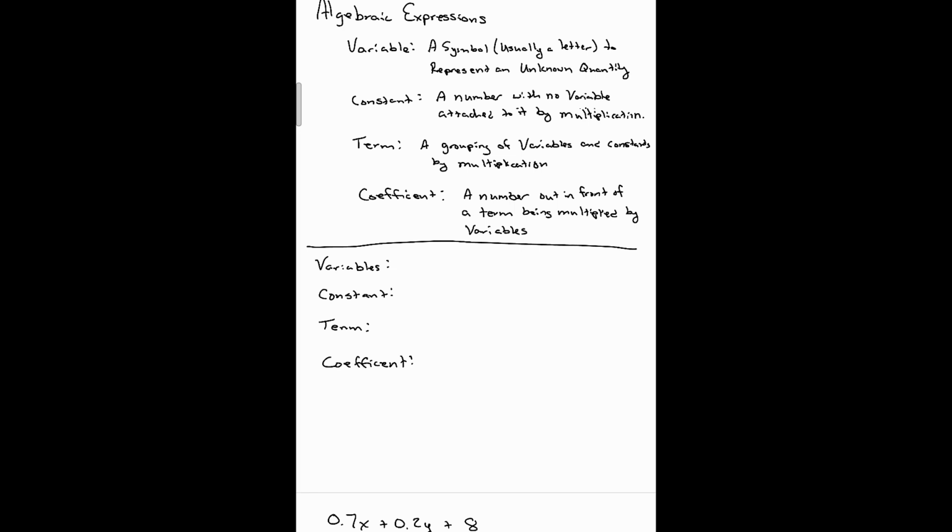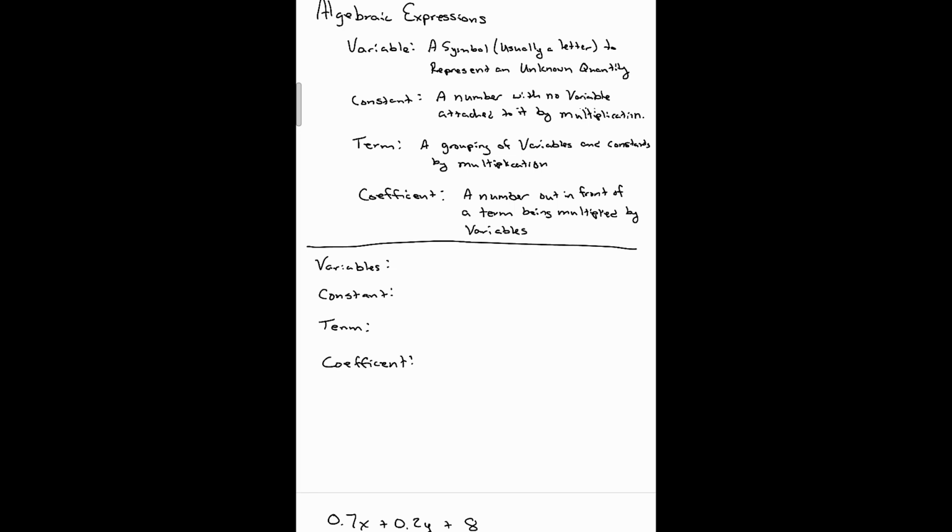A constant is a number that does not have a variable attached to it by multiplication. So a constant is just a normal number, like 3, 5, 8, something like that. Basically, a constant is a number that does not change depending on what a variable is, because it doesn't have a variable attached to it.